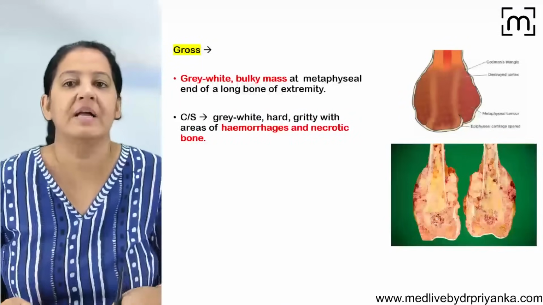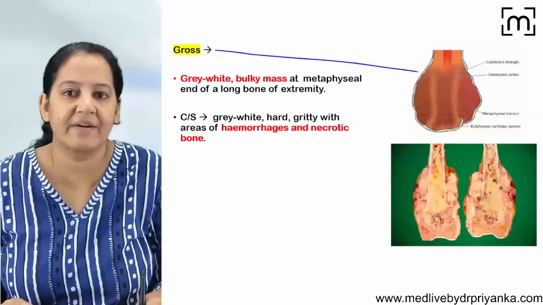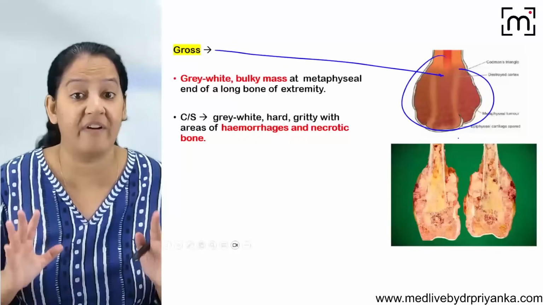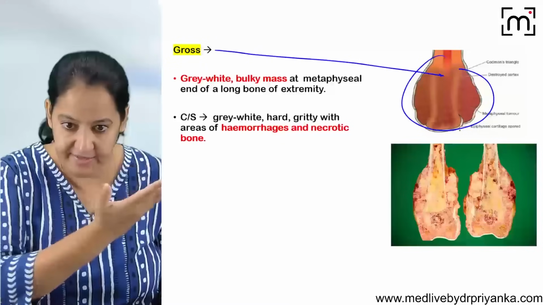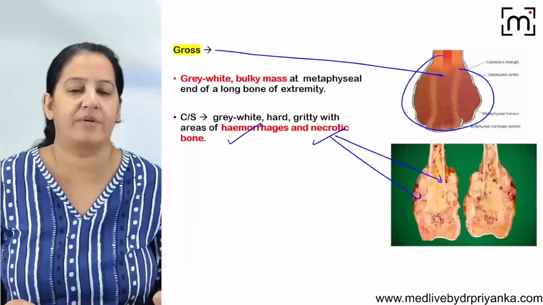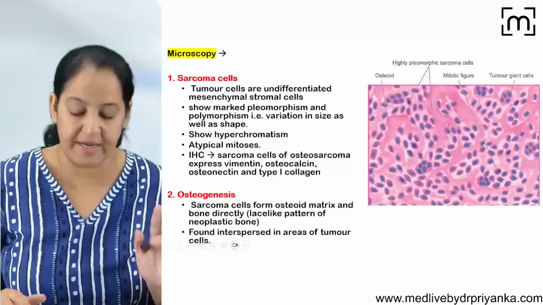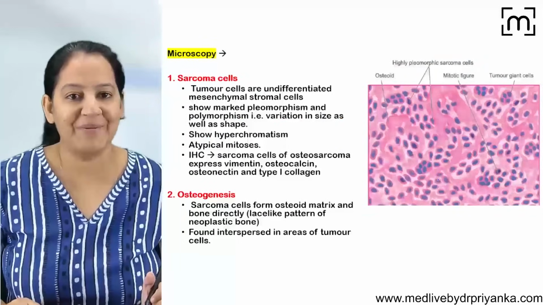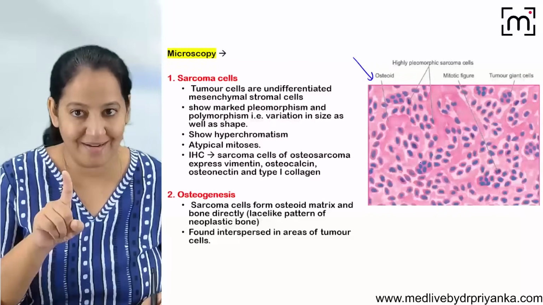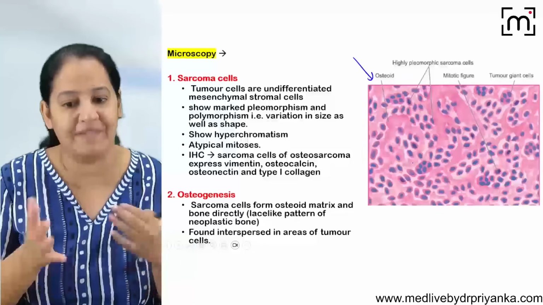Now coming to the gross. In the gross, the tumor appears as a gray, white, bulky mass. If you cut it, the cut surface is hemorrhagic and necrotic. See the microscopy of the tumor. In the microscopy image, I can see two things: number one, tumor cells, and number two, the bone formed by the tumor cells.